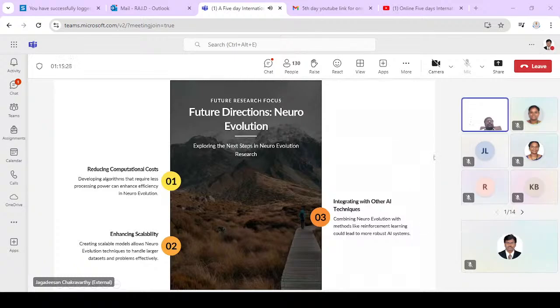New work in neuroevolution: enhancing scalability. So that is the scalability size. Creating scalable models allows neuroevolution techniques to handle large datasets for problems effectively. And the third one, what we can do, is integrating with other AI techniques. The world is actually integrating everything with AI models. Combining neuroevolution with methods like reinforcement learning could lead to more robust AI systems.